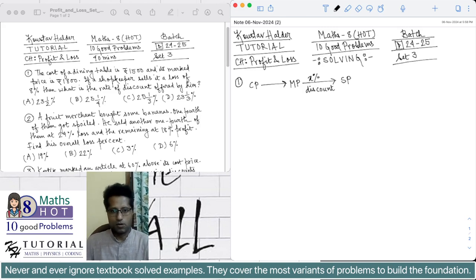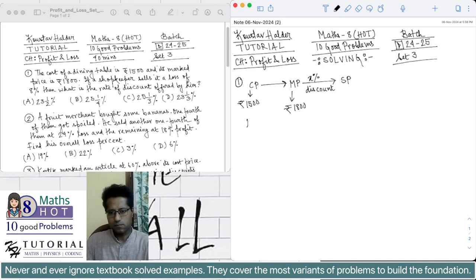Now the cost price is given. The cost price of the dining table is rupees 1500, and its marked price is also given. Marked price is given to be 1800. Now the shopkeeper sells it at a loss of 8%. So there is an overall loss of 8%, which will be based on SP and CP.